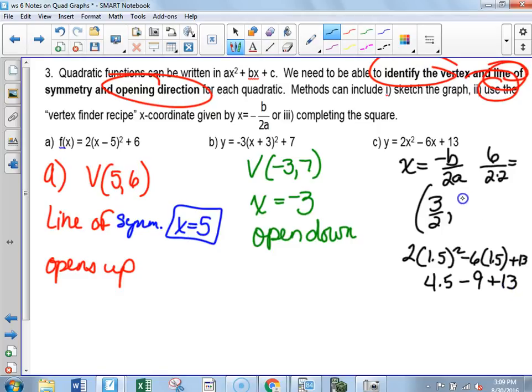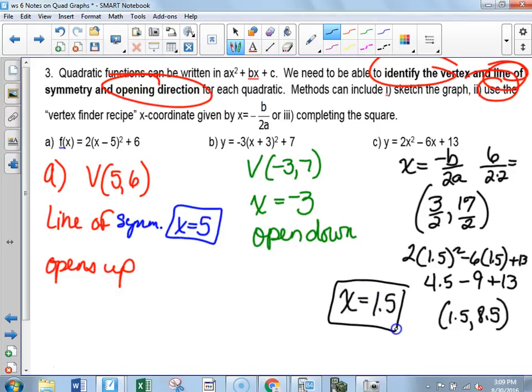Is it 8.5? Yes? Did I do it right? Okay, so the vertex, I don't care which form you write. Axis of symmetry, x equals 1.5 or 3/2. I'm good either way. And it opens. All right. Any questions on those so far?